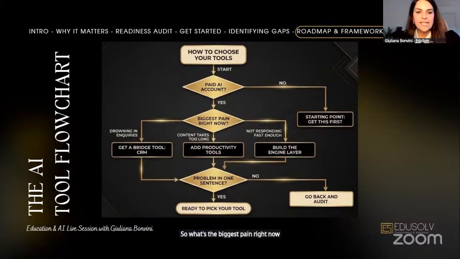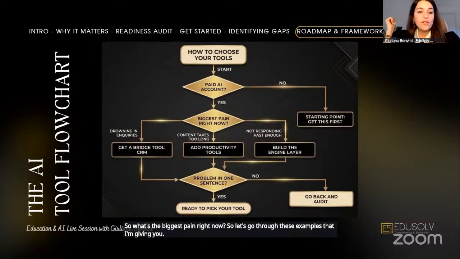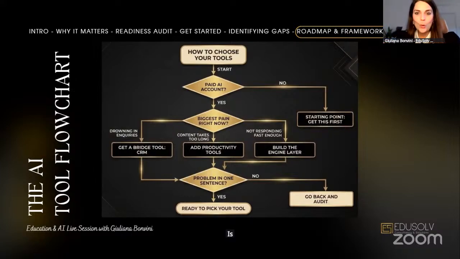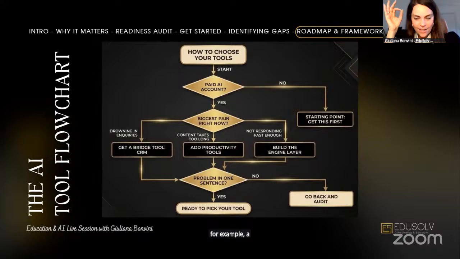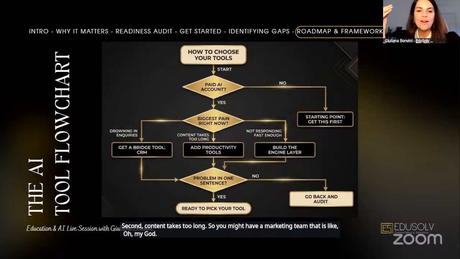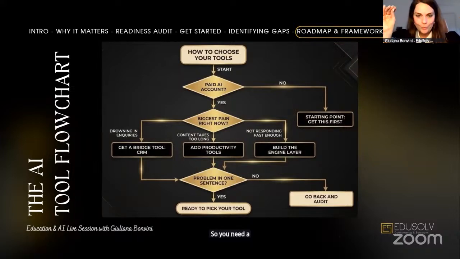So what's the biggest pain right now? Let's go through these examples that I'm giving you. Is your team snowed under with inquiries every day? Then get a bridge tool, for example, a CRM that is properly mapped out. Second, content takes too long. You might have a marketing team that is like, oh my God, I'm taking so much time creating content. So you need a productivity tool.